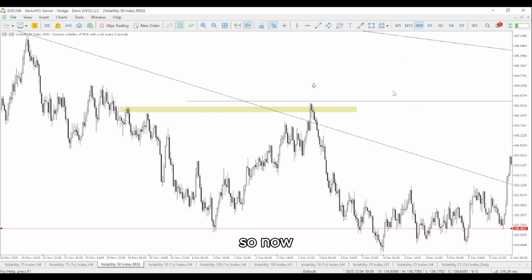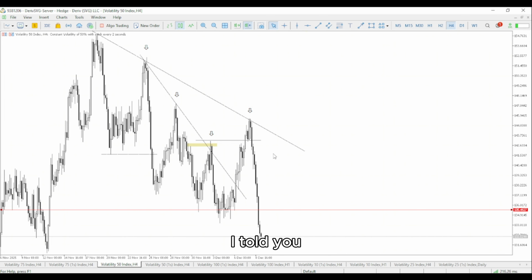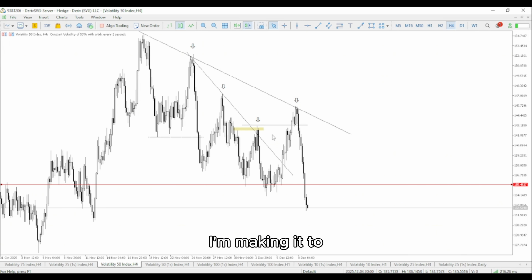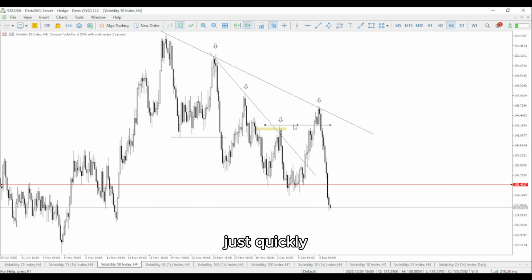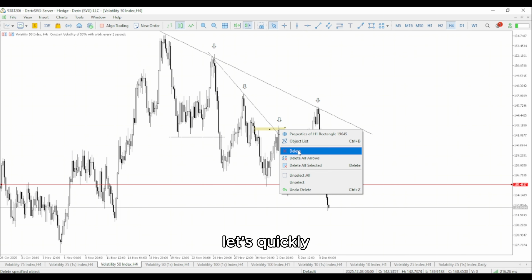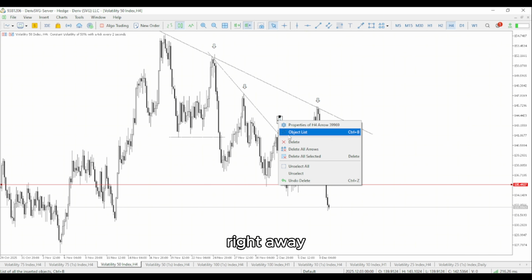You understand? So now let's move on to the second example. I told you I'm going to give you an example, but I'm making it 2 examples so that you get this very, very clear. So now let's just quickly take this off. We've done this one. Let's quickly take this off right away.